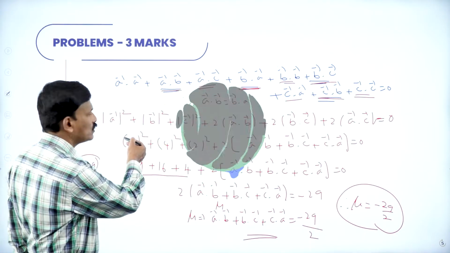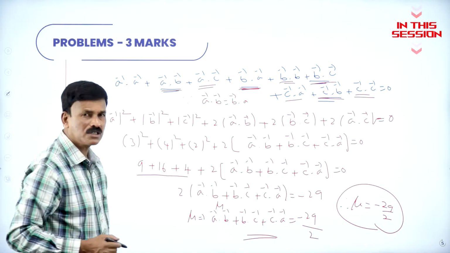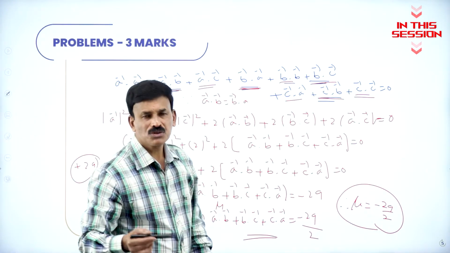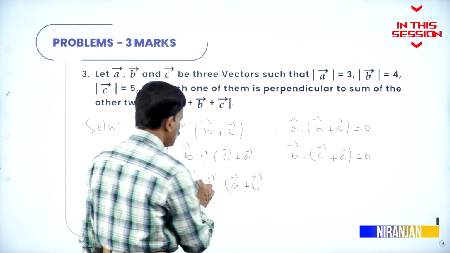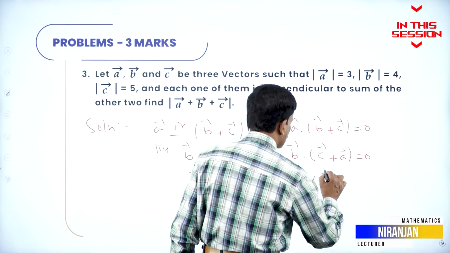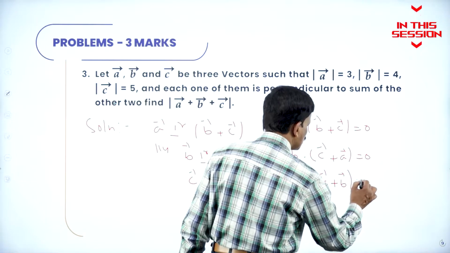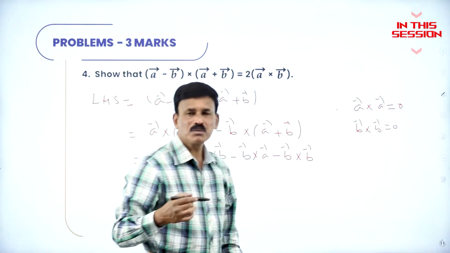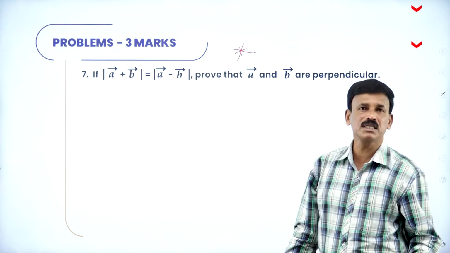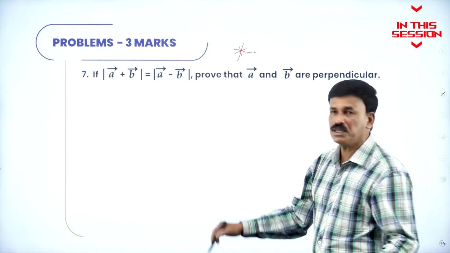Straight away you can write length of A square plus length of B square plus length of C square plus 2 times A dot B plus 2 times B dot C plus 2 times C dot A. And C, if C is perpendicular to A plus B, means the dot product C dot vector A plus B is equal to 0. According to the property of a determinant, if 2 rows or 2 columns are the same, the value of a determinant is 0. Two vectors A and B are said to be perpendicular if and only if their dot product is equal to 0.